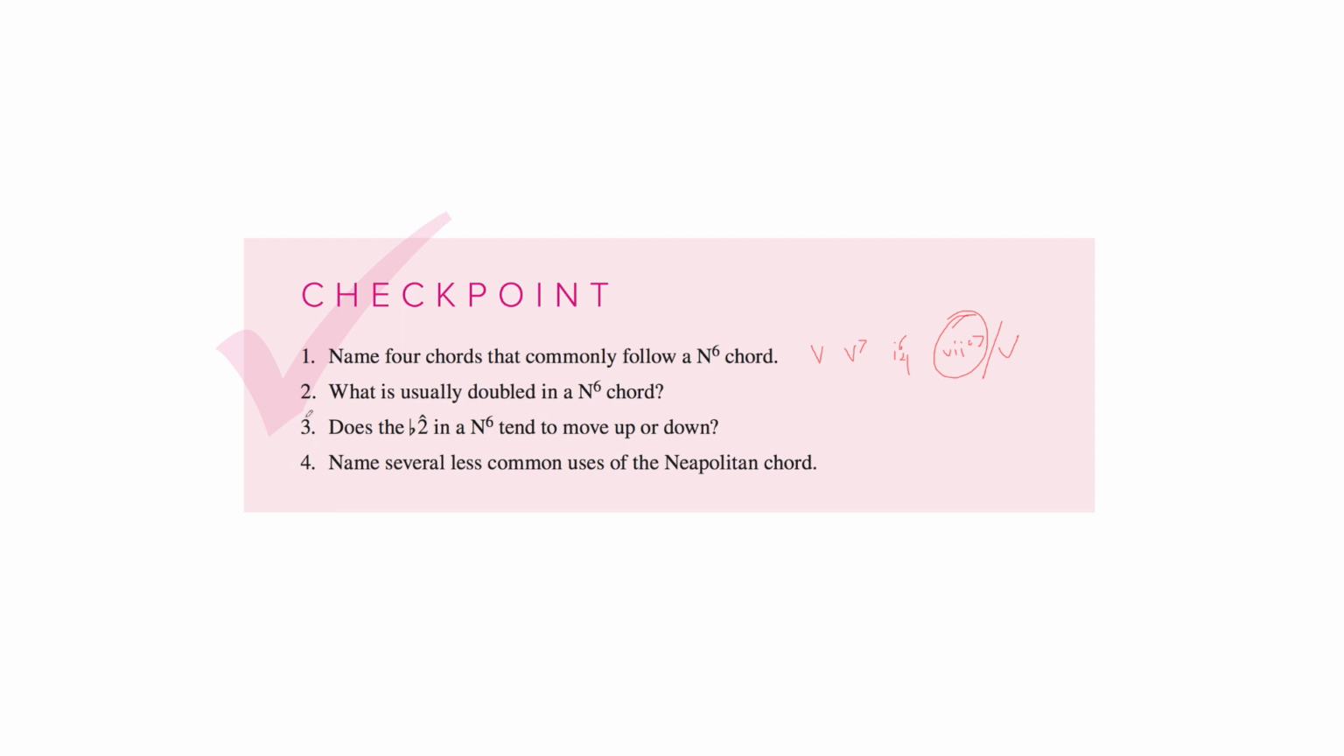What is usually doubled in a Neapolitan 6 chord? The 3rd, which is usually in the bass. Does the flat 2nd in a Neapolitan 6 tend to move up or down? Always down. Name several less common uses of the Neapolitan chord. For example, it could be used in the root position. It could be used in the major mode, or it could be tonicized.